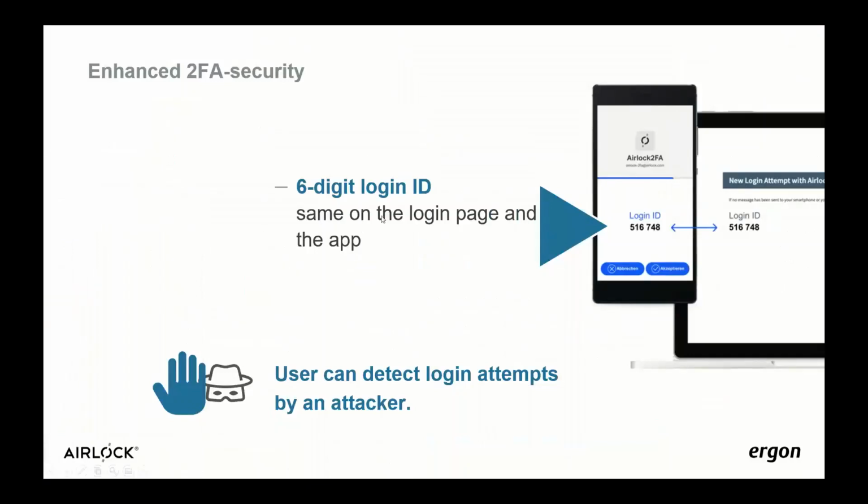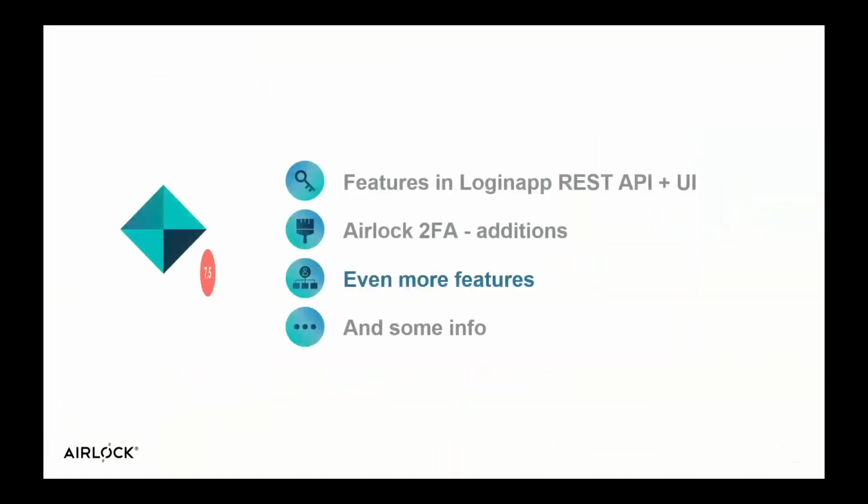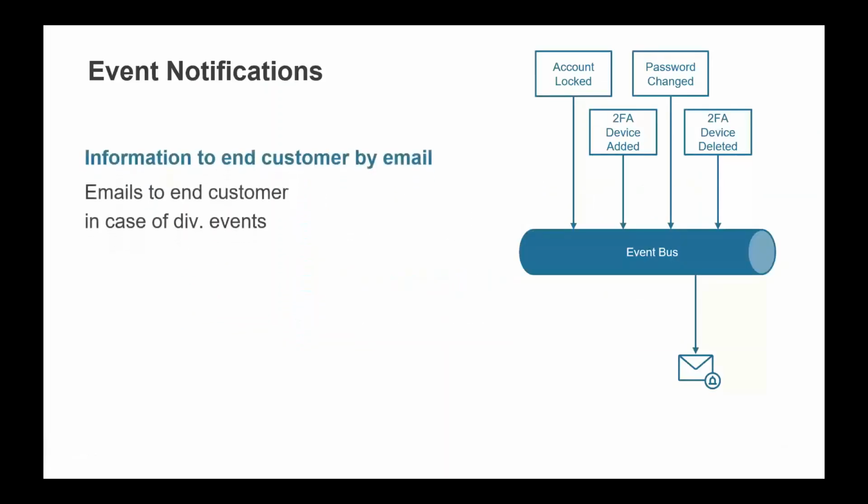Okay, those are the main features within the Airlock 2FA. Let's have a look at some other features. We created notifications, which means that emails can be sent to customers in case of diverse events. For instance, an account has been locked, the password has changed, an Airlock 2FA device has been added, or an Airlock 2FA device has been deleted. Those messages will be sent to the event bus. The event bus will then create an email, and the customer will be notified that this event has happened.